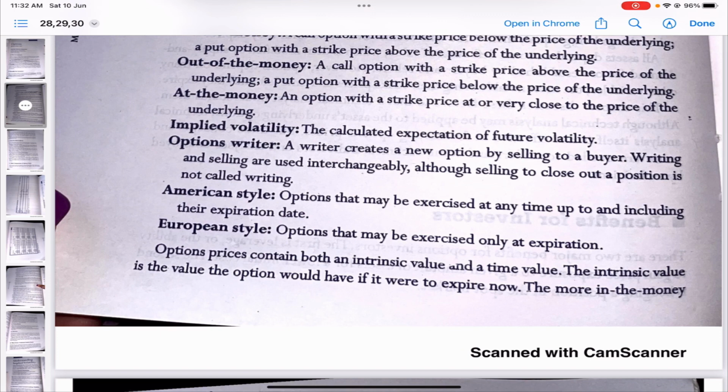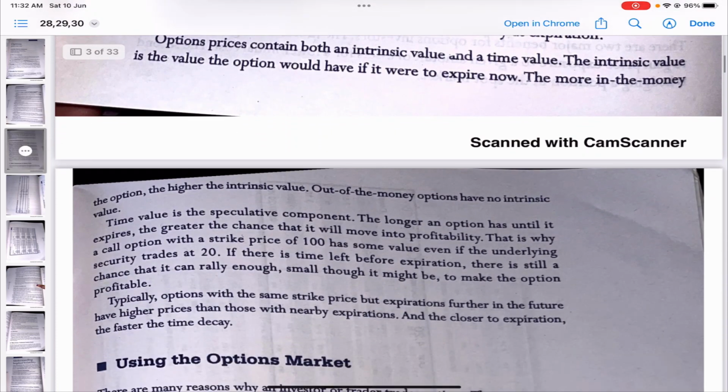Now what are American style options? American style options can basically be exercised at any time till the expiration date. So the difference between the European options and the American options is that we can exercise our right only on the expiration date, whereas the American options can be exercised whenever they want, up to the expiration date.